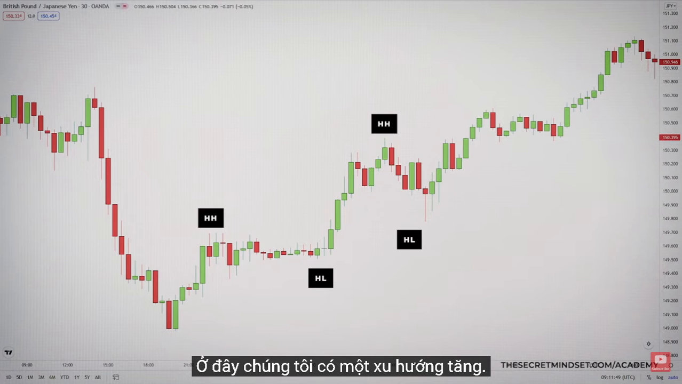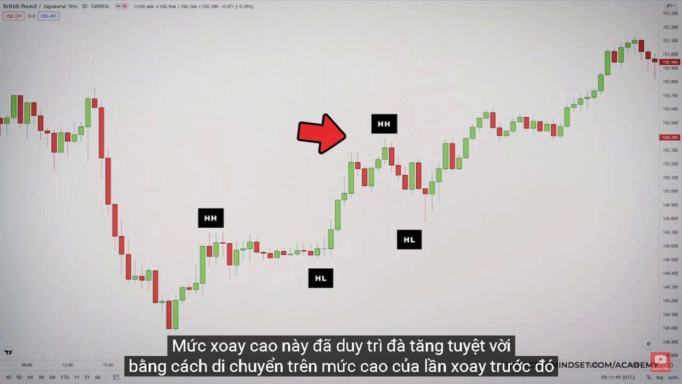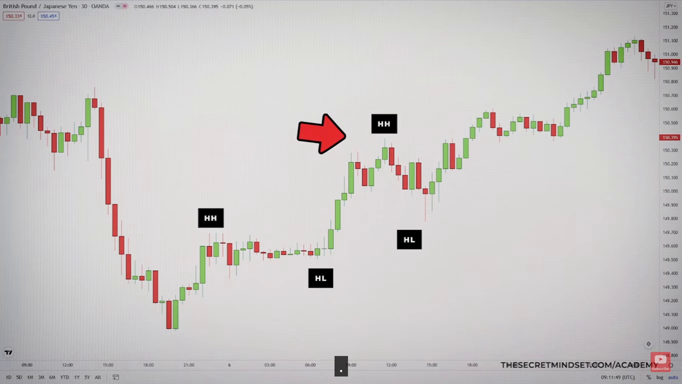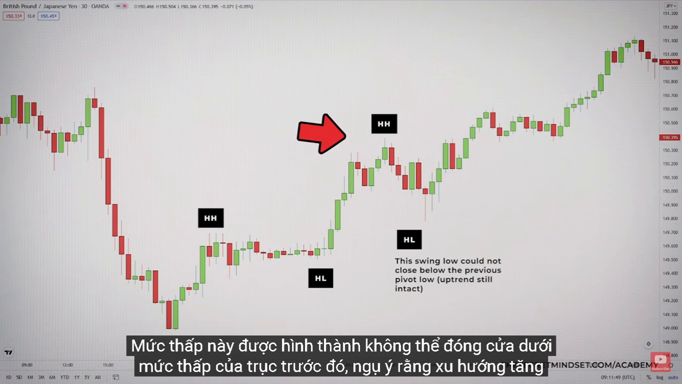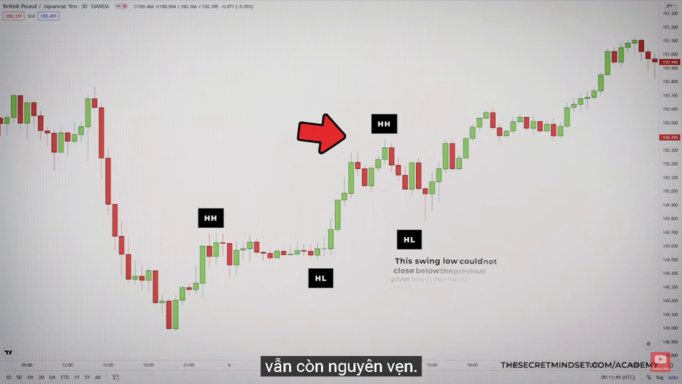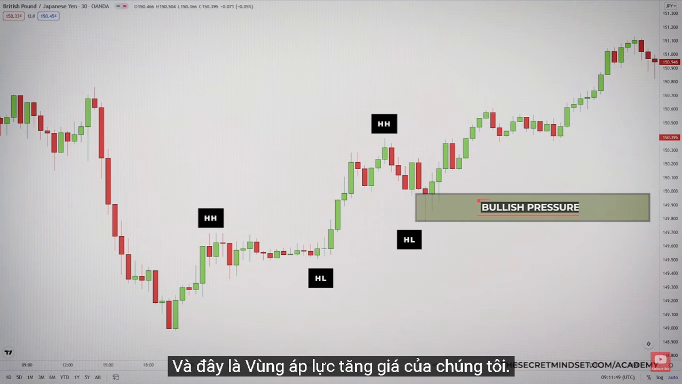Here we have an uptrend. This swing high maintained the excellent bullish momentum by moving above the previous swing high. After such a bullish move, expect the market to react with some bearish or sideways action. This low that formed couldn't close below the previous pivot low, implying that the uptrend is still intact. And here's our bullish pressure zone.